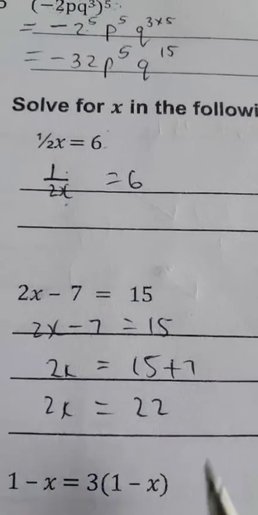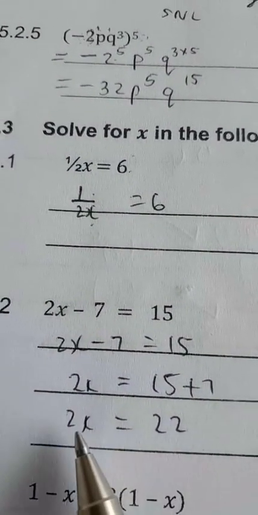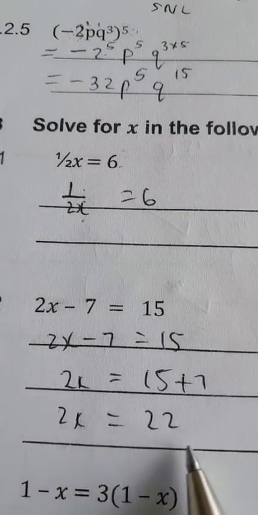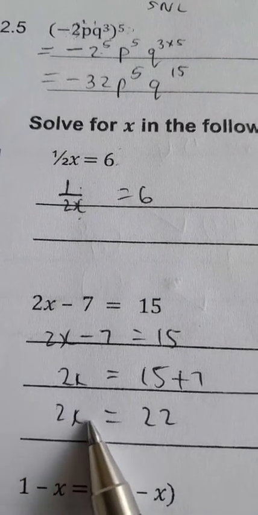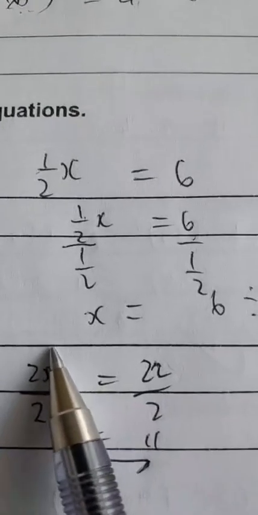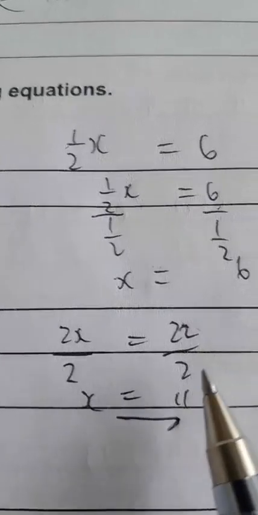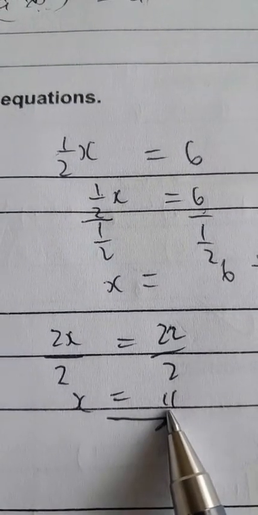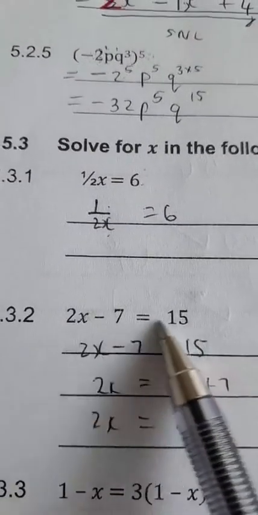After transposing, we get 2x is equal to 22, but to solve for x we need x alone on the left-hand side. We divide both sides by the coefficient of x, the number next to x. If we divide both sides by 2, we are left with x alone on the left, and 22 divided by 2 gives us 11. So that's basically solving this particular equation: 2x minus 7 is equal to 15.